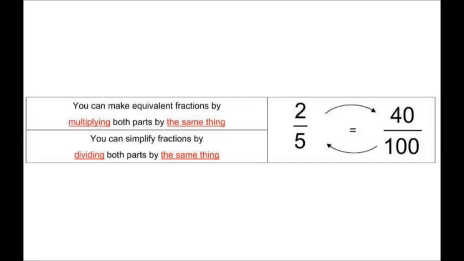Okay, thinking back to some things that you already know, you can make equivalent fractions by multiplying both parts by the same thing. So if you did 2 times 20, you would get 40, and if you did 5 times 20, you would get 100. That's legal. You can also simplify fractions by dividing both parts by the same thing. So remember that you can make a change, and it's all legal as long as you make the same change in both places.